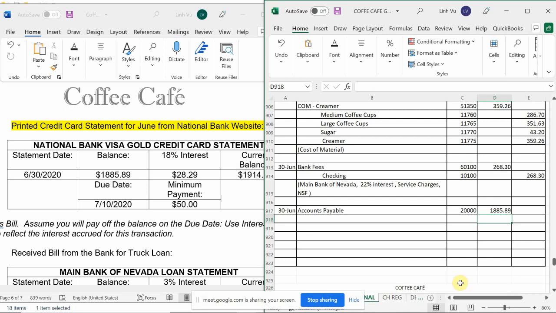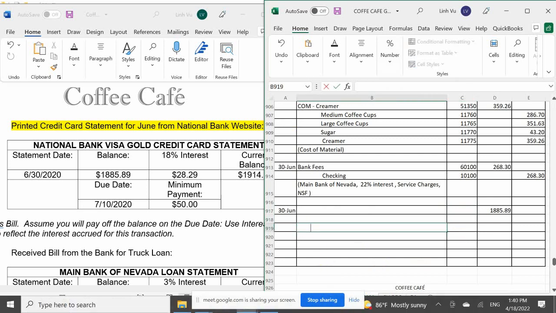What else do I need to recognize? The interest. We have to recognize the interest. Now, in this case, okay, so this is wrong. Okay, so we said we're going to recognize accounts payable, so that's one of them. Since we're going to be increasing our accounts payable, we're going to be crediting the accounts payable for the $1,885.89. Now we have interest.